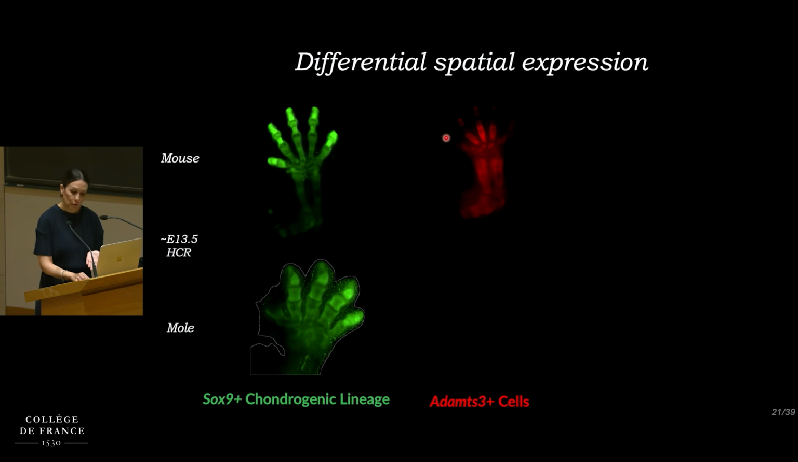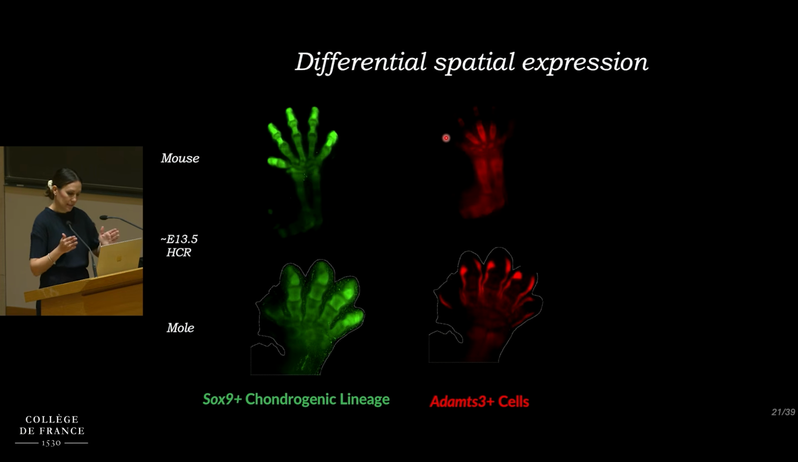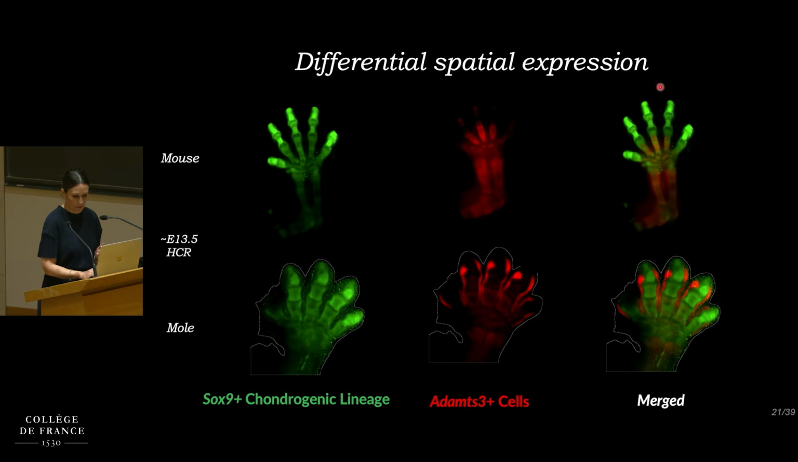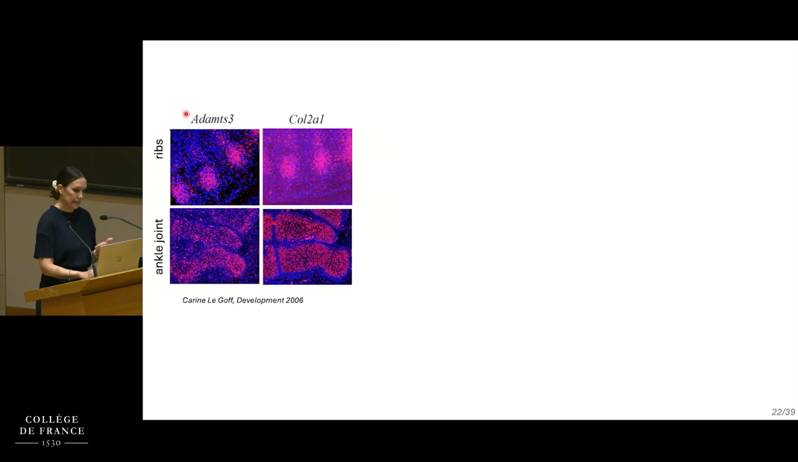But when we did it for the mole, the pattern was quite different. We see this expression strongly in the surroundings of the digits. And as you can appreciate here with the merge, the pattern of expression of ADAMTS3 in this population has diverged between species. This pattern of expression for ADAMTS3 in the mouse was known, and it was also shown that it co-localized with COL2A1.